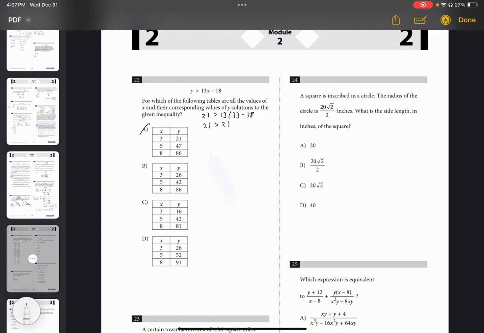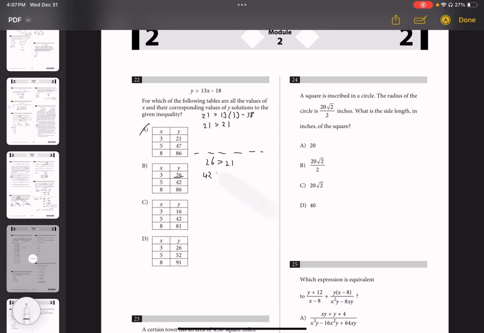Now we're going to try B. Well, we just plugged in 3, and we know we get 21 on this side. And we know that 26 is greater than 21, so that's correct. Now we can try the next value.